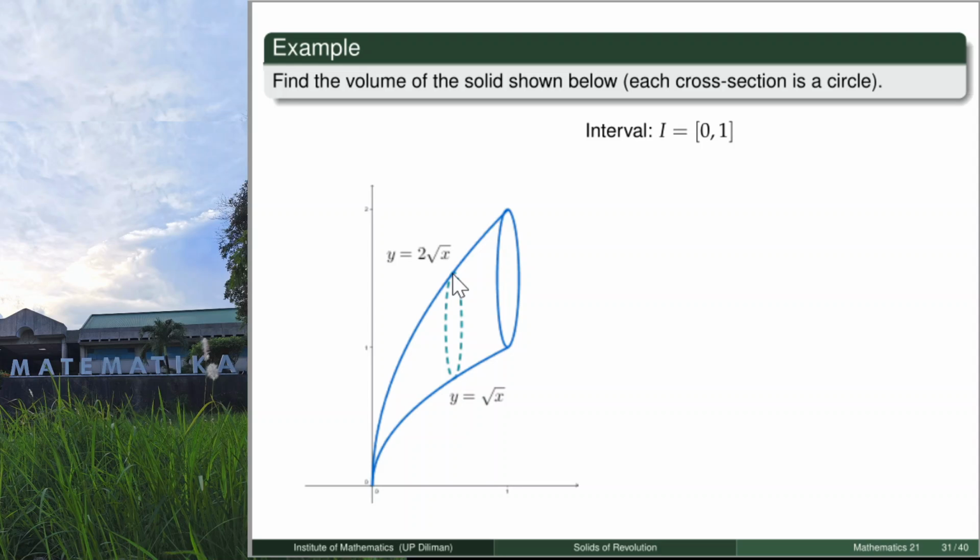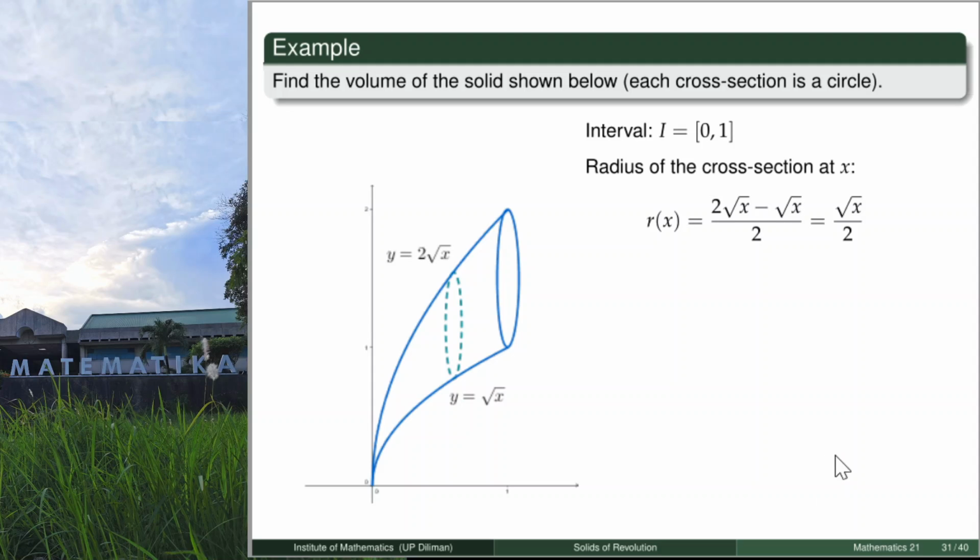The diameter is just this distance, which is a vertical distance. It's from this point to this point. So that means we will just subtract the y-coordinates of these points. Here, the y-coordinate of this point is 2 square root of x, while here you have square root of x. So that will be the diameter, and the radius will just be half of the diameter, that is, square root of x over 2.